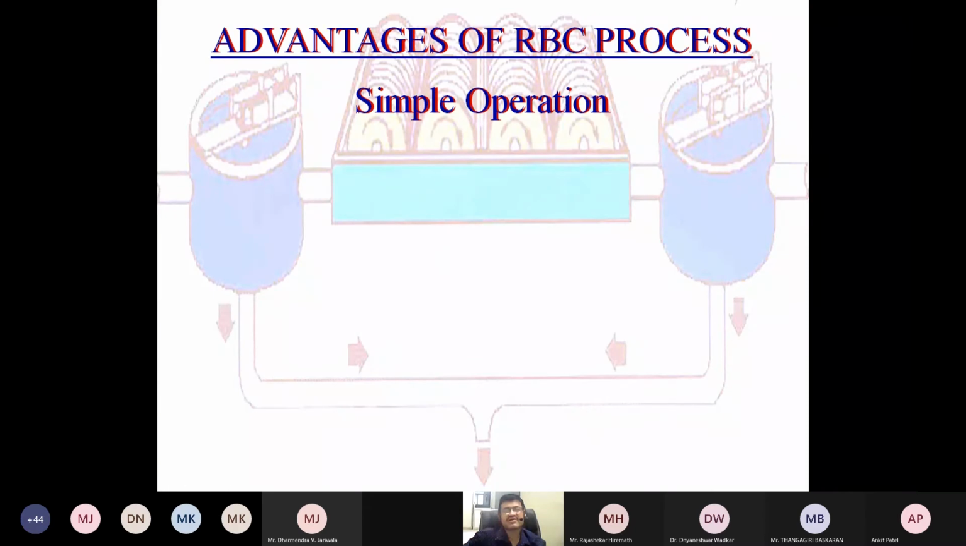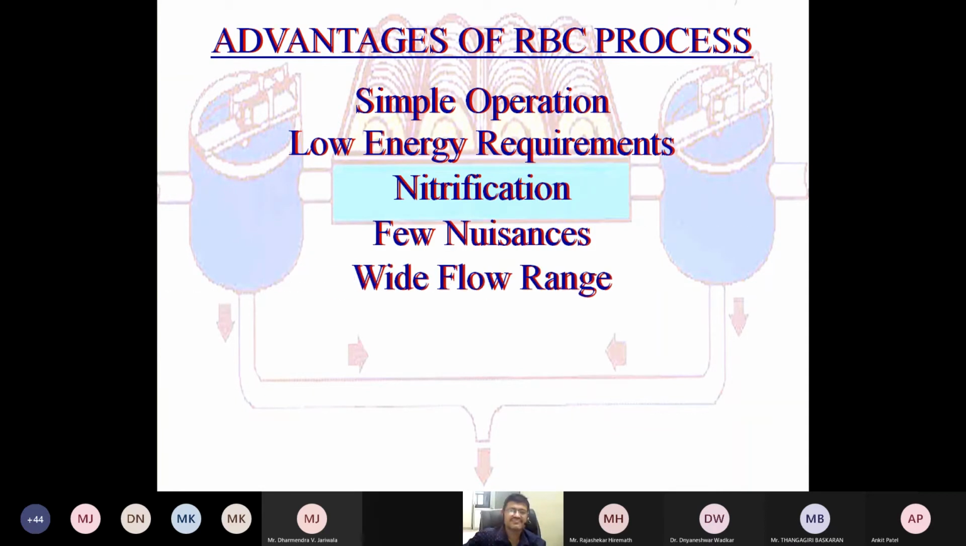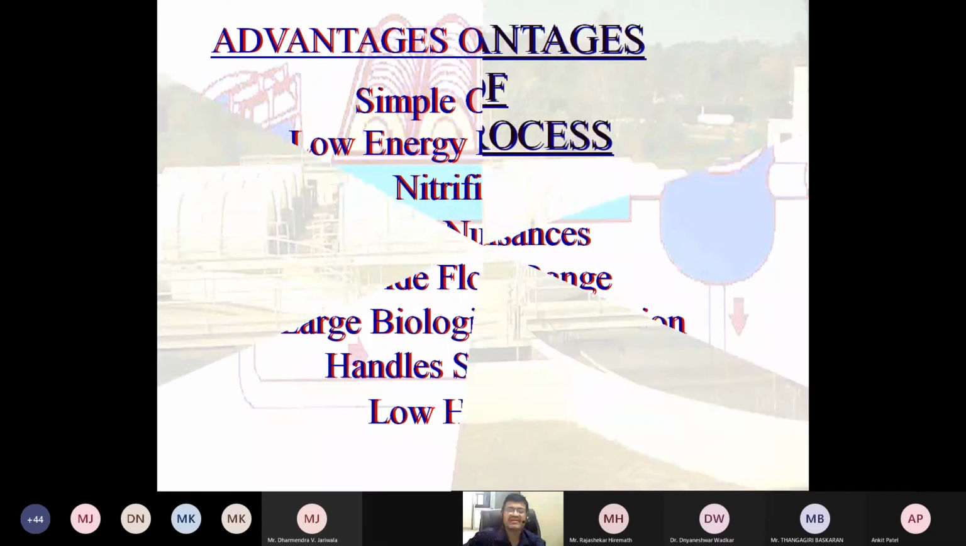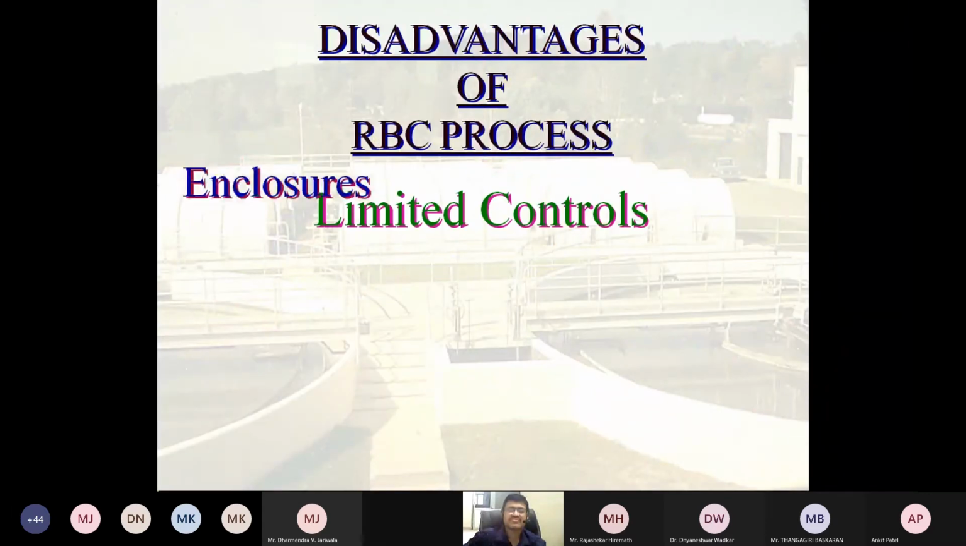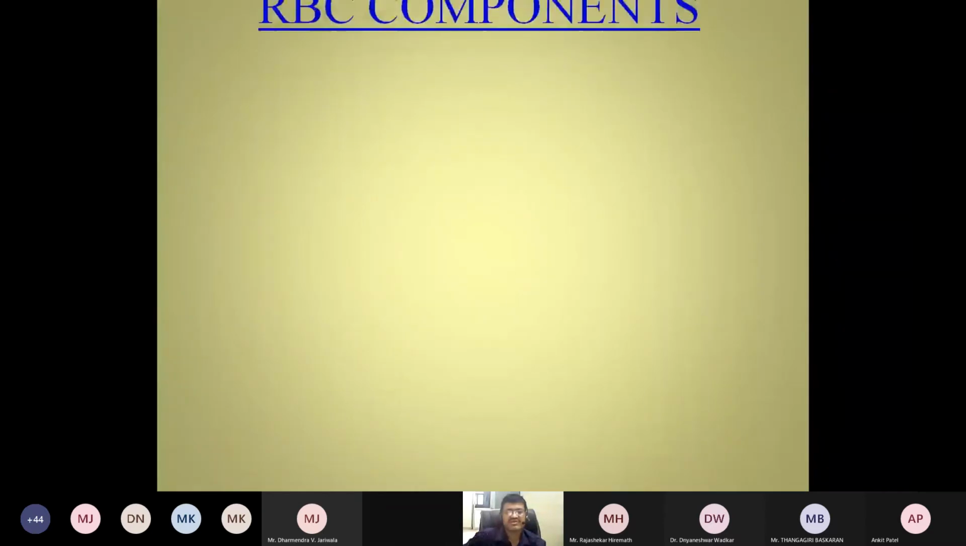So the advantage of the RBC process, rotating biological contactor, is simple operation, low energy requirements. Nitrification is possible in this, and wide flow range, large biological population can be maintained on the disc, and it can handle the shock load also. So this is the disadvantage, like it has limited controls, enclosure, limited experience and training is there.